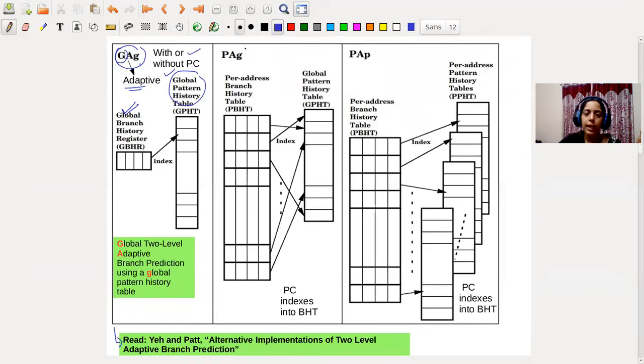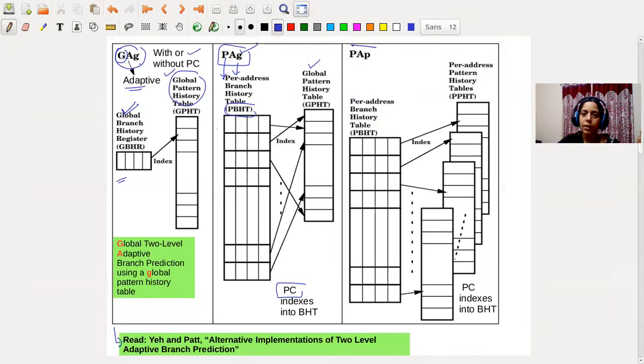Then you have another type, which is PAg. P is per-address branch history table. So basically for every address. So it says every address, but of course we are not going to have it for every different address. We are going to use some bits of the PC to index. But still it is not a global history register. It is a history table. So that is why it's called a per-address branch history table. And then you have the global pattern history table. That's why it's called PAg.